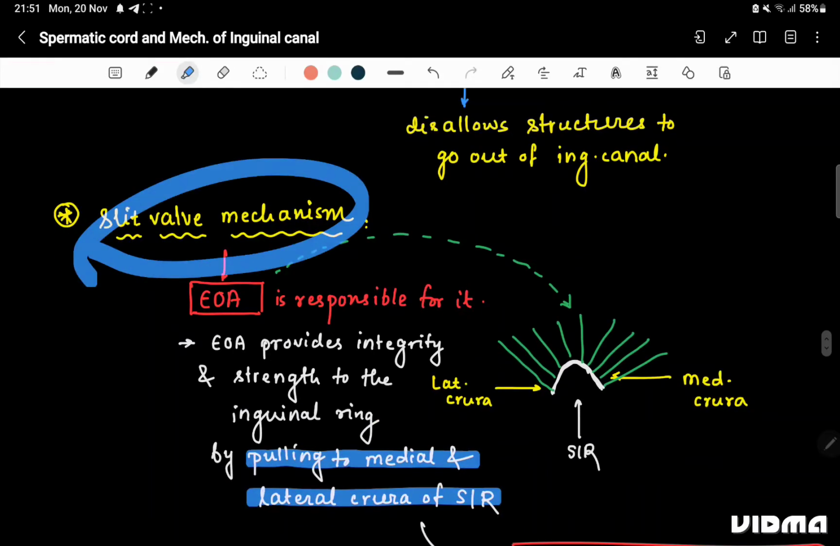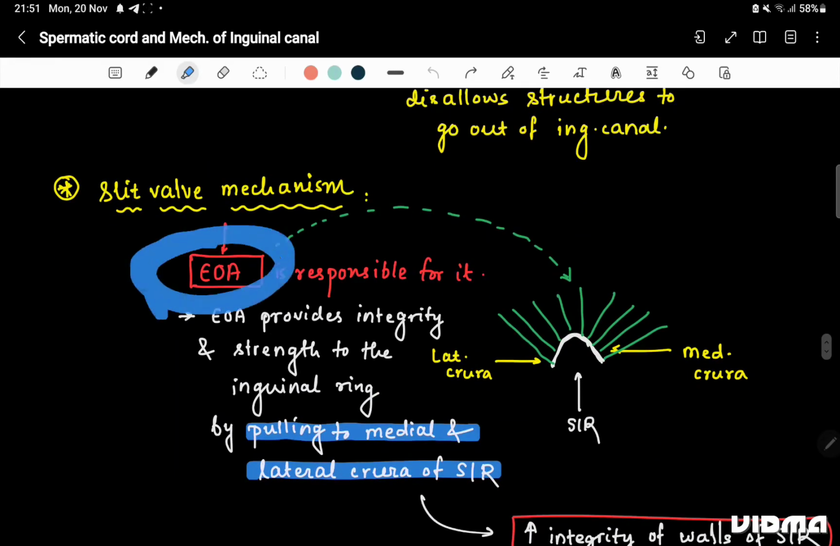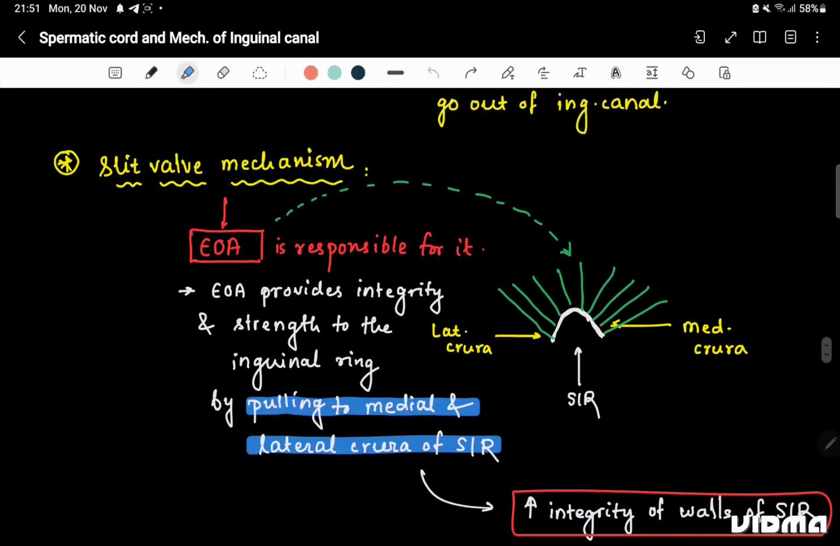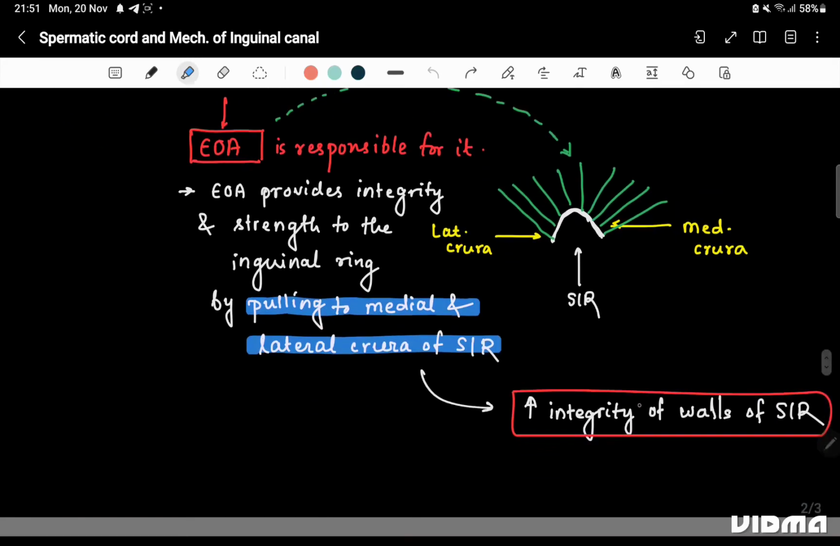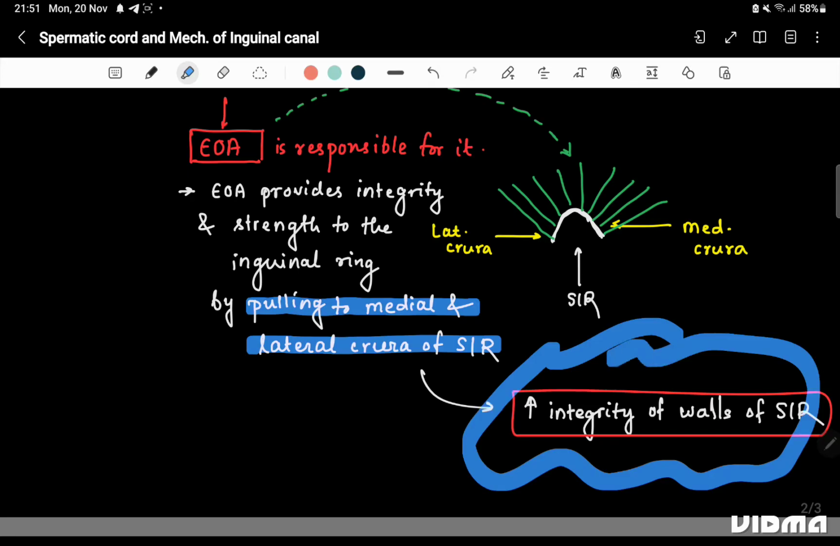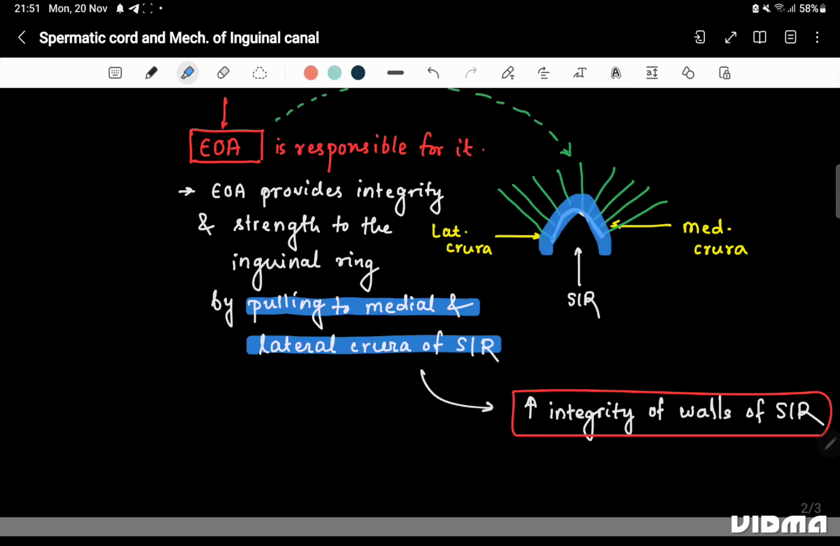And the slit valve mechanism: the external oblique aponeurosis is responsible, not the muscle, just remember. This external oblique aponeurosis provides integrity to the inguinal ring by pulling the medial and lateral crura of your SIR. The superficial inguinal ring has the medial and lateral crura, and these are pulled by your external oblique aponeurosis, and thus it maintains the integrity of the walls of your superficial inguinal ring.